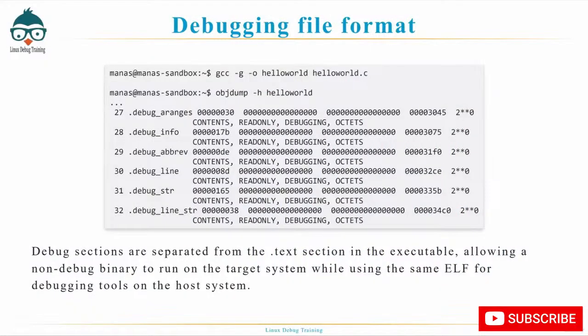The .text section of an ELF file typically contains the executable code, that is the machine code that the CPU can execute. The debug sections are separated from the .text section, and this separation allows a binary or an executable to be created without including the debugging information. The binary can be used on the target system for running the program without the overhead of debug information. However, the same ELF can also be used for debugging tools on the host system.